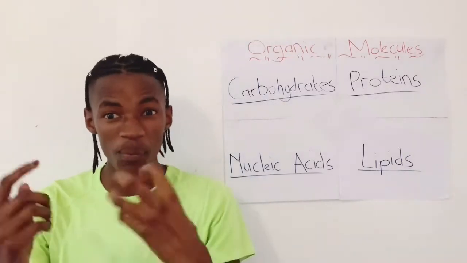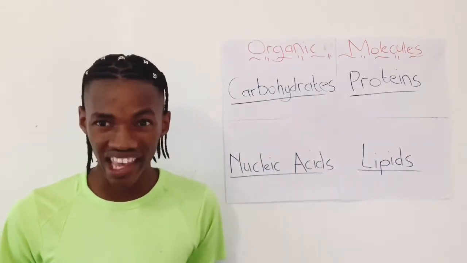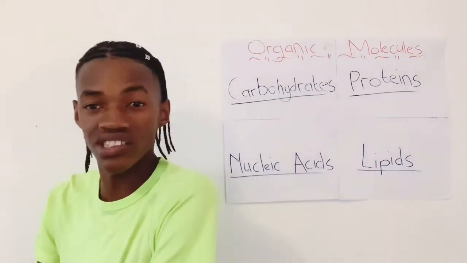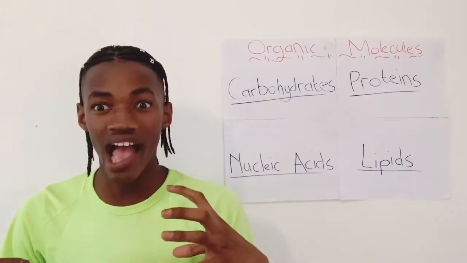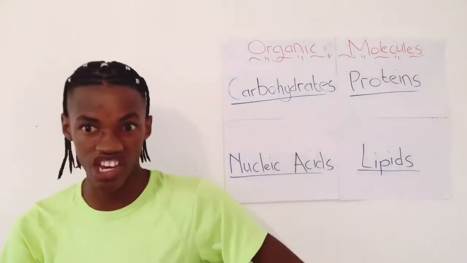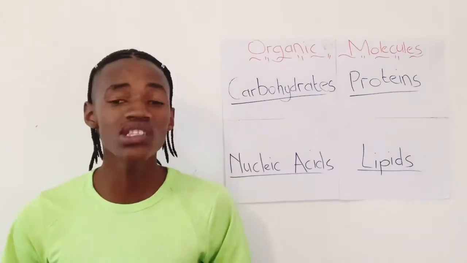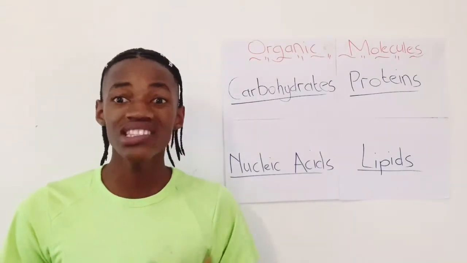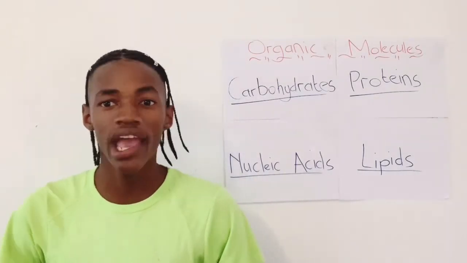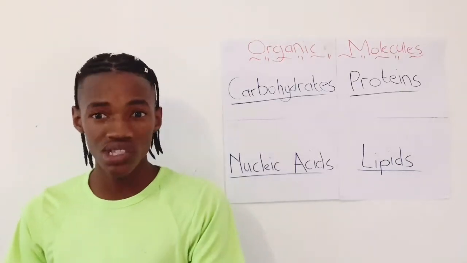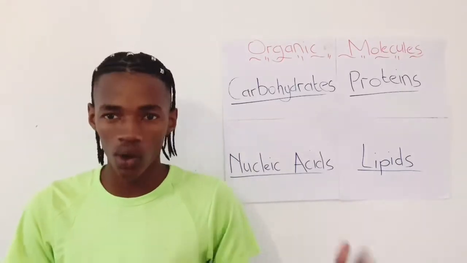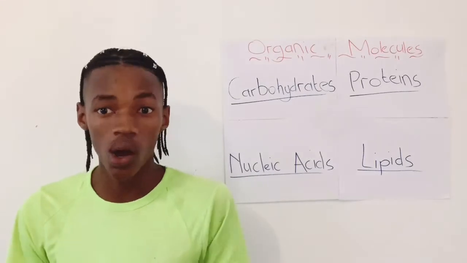So before we break down each of these 4 organic molecules, we're going to touch the fundamentals and the base. They lay out the foundation of organic molecules. For starters, organic molecules are molecules that contain both hydrogen and carbon, and molecules that contain hydrogen and carbon only are called hydrocarbons. All right.